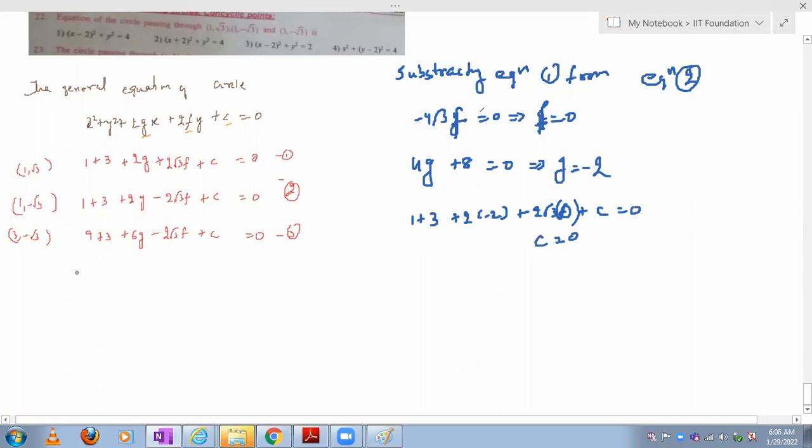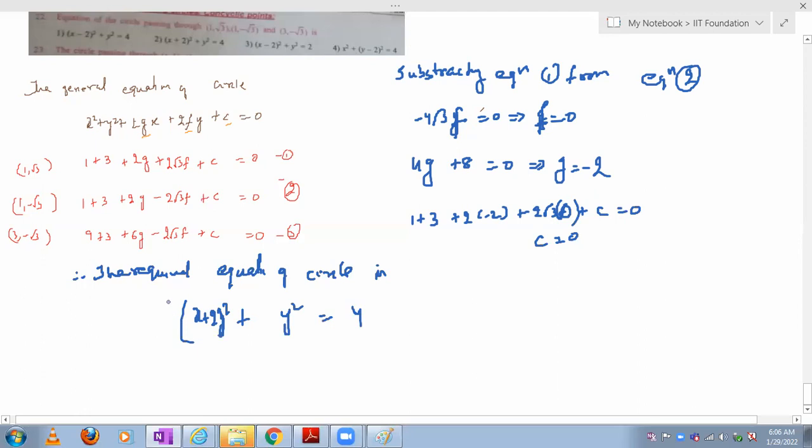Therefore, the required equation of circle is, he told to write it in this form, x plus g whole square plus y plus f whole square is equal to g square plus f square minus c. G square plus f square minus c means this is 4. X plus 2 whole square plus y square is equal to 4.